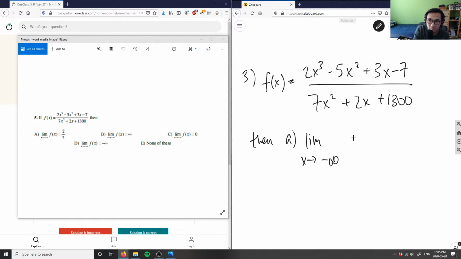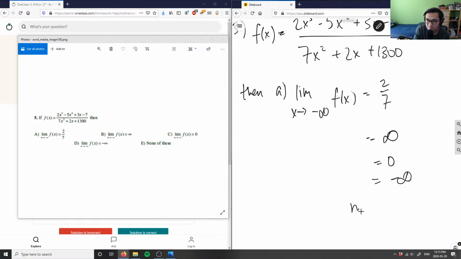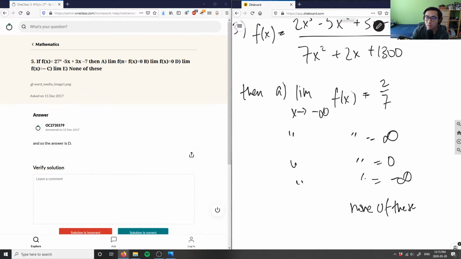So the limit as x approaches negative infinity of f of x equals 2/7. Either it equals infinity, or equals 0, or negative infinity, or none of these. None of these. And these guys are all the same. They're all approaching negative infinity here. Okay, so how would I solve this problem? So, this is A, B, C, and D.